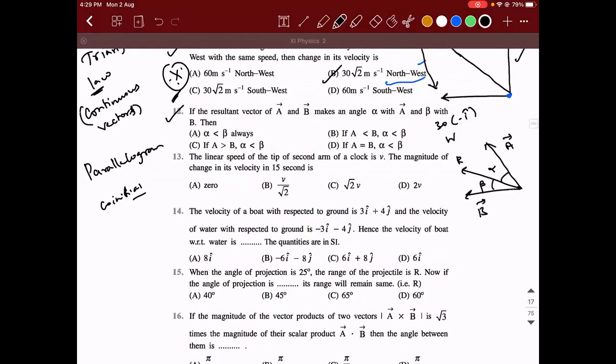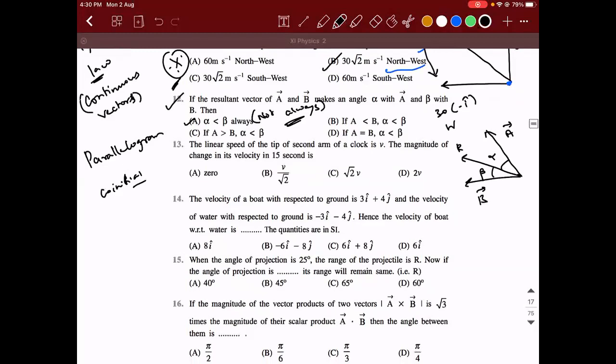Listen to this carefully. What do I mean? What do they mean by alpha is less than beta? Irrespective of whether you have a greater magnitude of A or a greater magnitude of B, alpha is always less than beta. No, that is not the case, because the angle made by the resultant with respect to either of the vectors is magnitude dependent. So when I say magnitude dependent, option B, C, or D is possible.